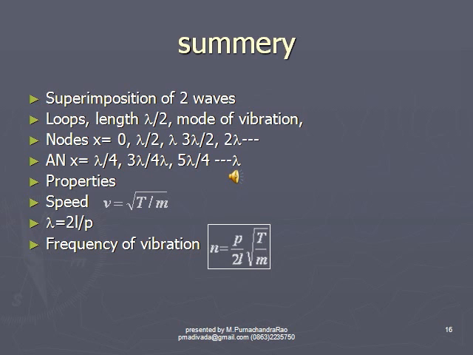The frequency of vibration in this mode, if the string is vibrated in P loops, is given by N = P by 2L into square root of T by M. Like this we can determine the frequency of vibration of a stretched string.